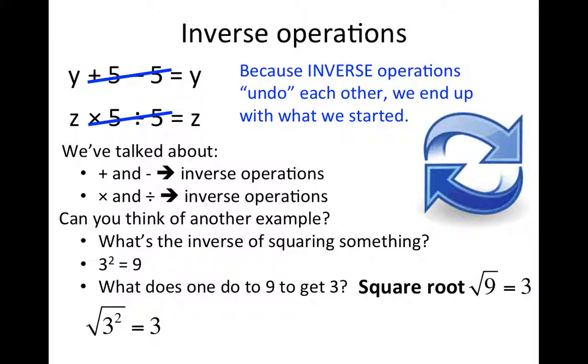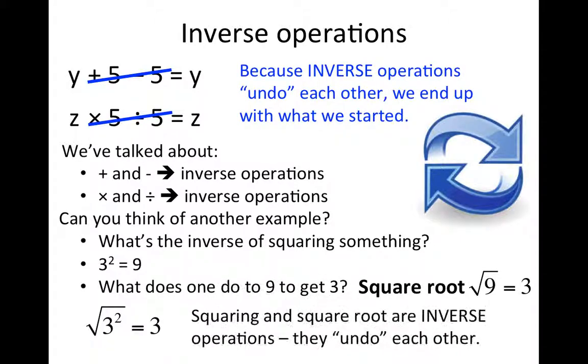So we see that if I take 3 and square it, and then take the square root of it, you get back to the original 3. And that is because they are inverse operations. They undo each other. The square root of 3 squared is going to be back to my original 3. They undo each other.